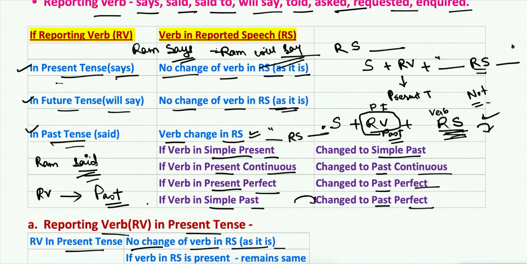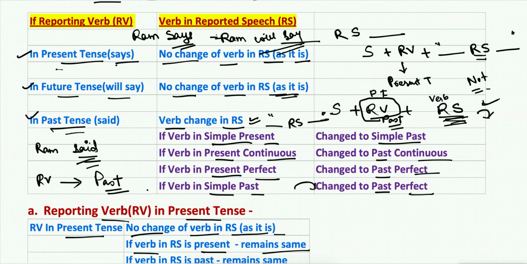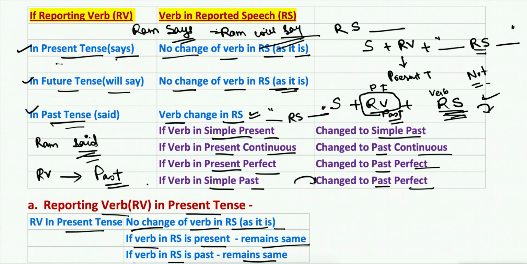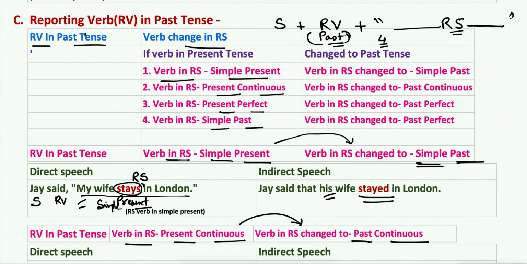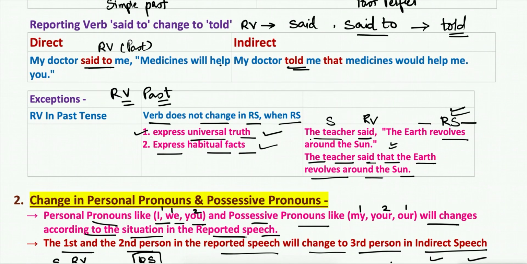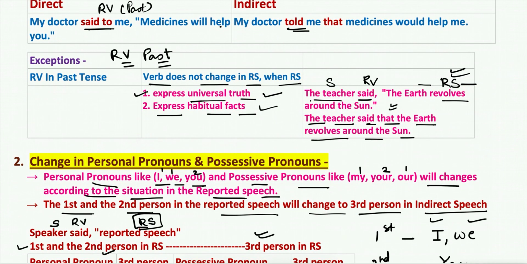But if the reporting verb is in past tense, then the verb of the reported speech will definitely change, and for that we have seen four conditions. Simple present will change to simple past, present continuous will change to past continuous, present perfect will change to past perfect, and simple past will change to past perfect. Also, we have seen when the reporting verb is in past tense, then said to will change to told, and there is an exception also. The verb of the reported speech will not change when the reported speech expresses a universal truth or a habitual fact.